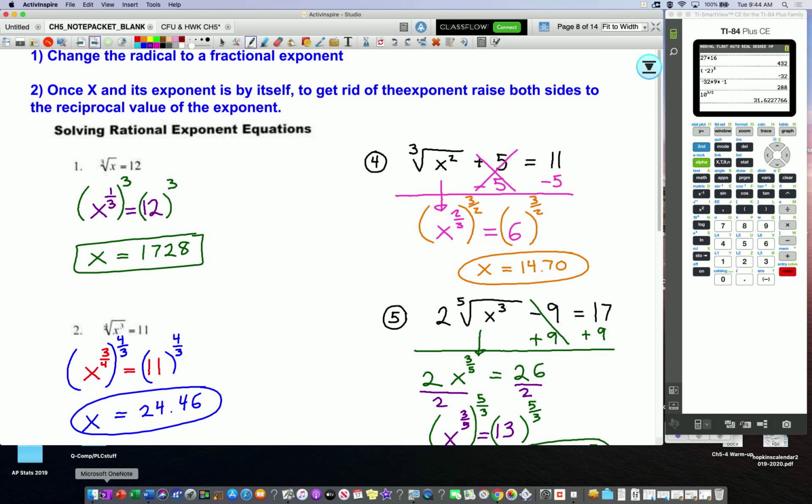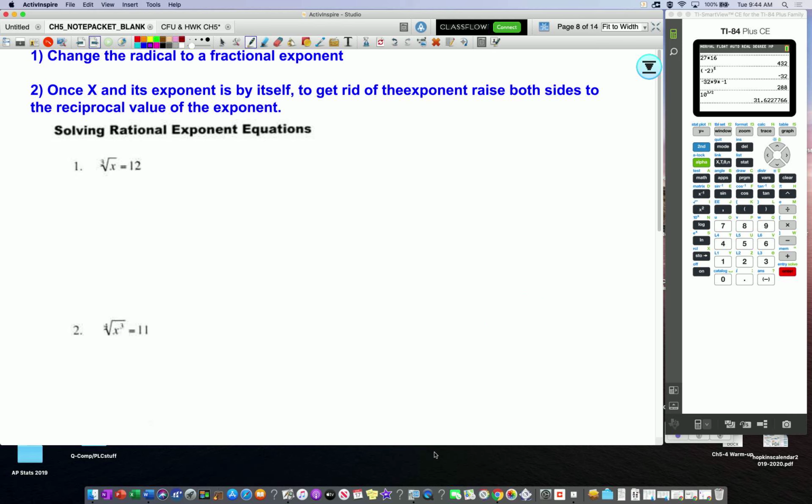Okay? All right. So on this page, I didn't clean it off. I'm going to clean it off here. So I give you some step-by-step guidance. The first step when doing problems like this is 1, change the radical to a fractional exponent. Once you've done that, in number 2, once x and its exponent are by itself, so you might have to do some math, to get rid of the exponent, raise both sides to the reciprocal value of the exponent. If you're struggling with that a little bit, just watch as I do a few problems.